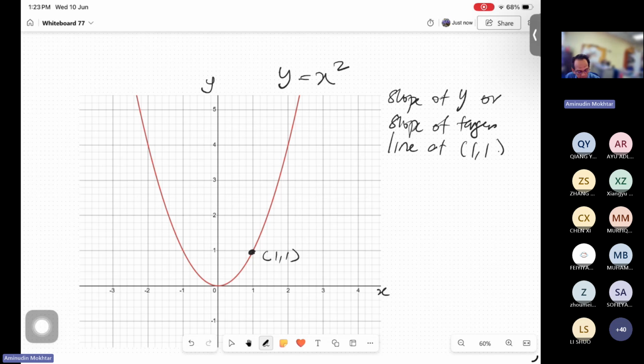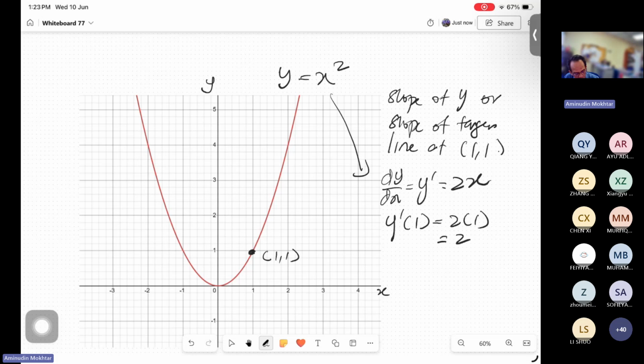What we need to do is find the dy/dx first. The dy/dx, or y prime, for this question is equal to 2x. So when x equals 1, y prime is positive 2. In other words, at this point the slope of y is positive. This is also known as the slope of the tangent line.